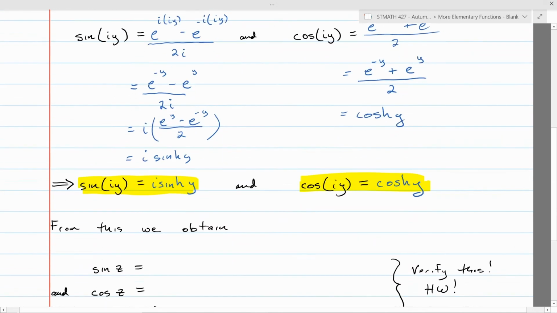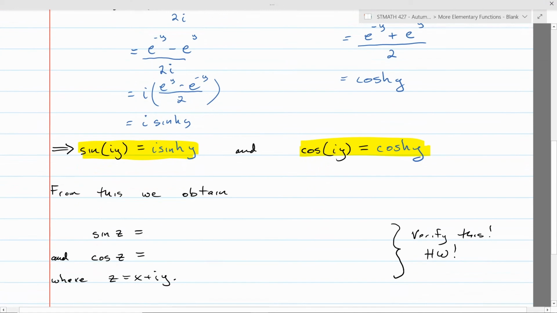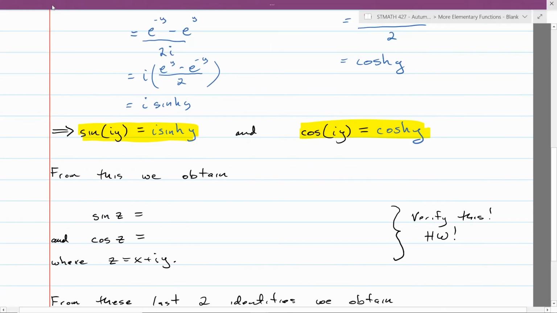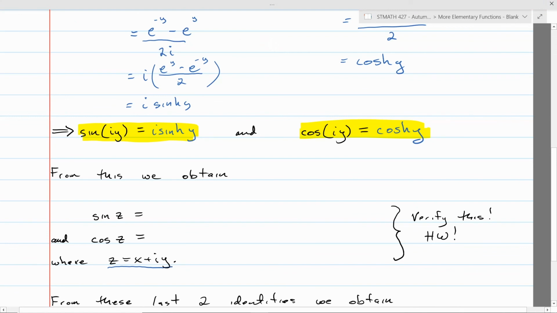And now we can use this to do something kind of cool. If you put z into the form x plus iy, then it turns out you can break up sine of z in the following form. Sine of z can be written as sine x cosh y plus I times cos x sinh y.